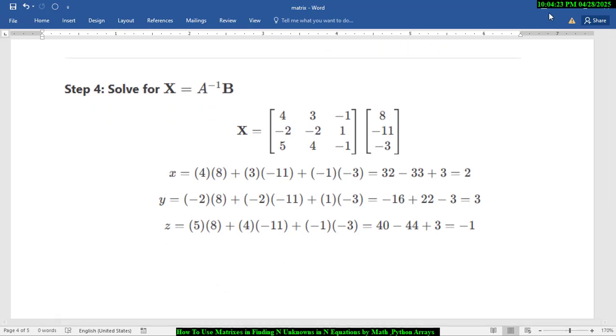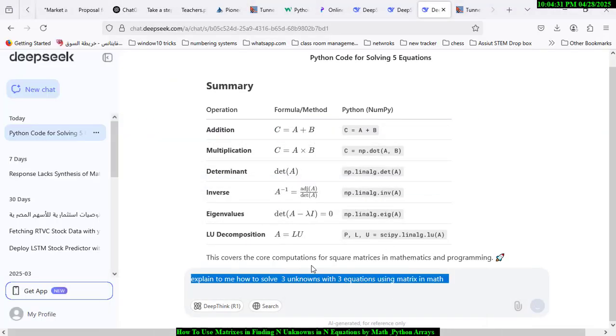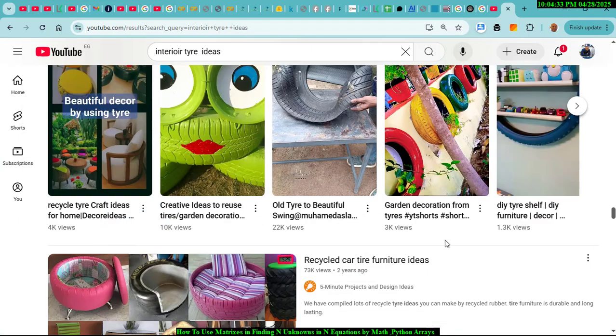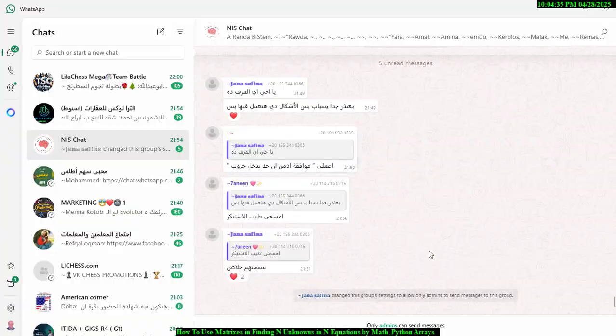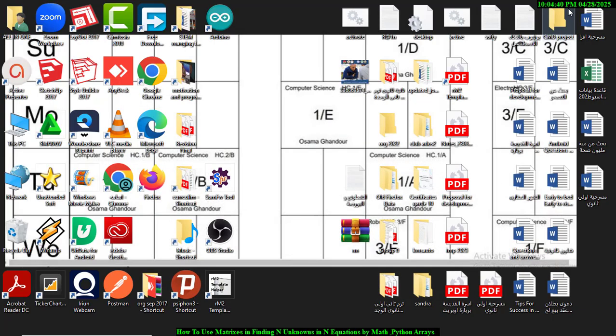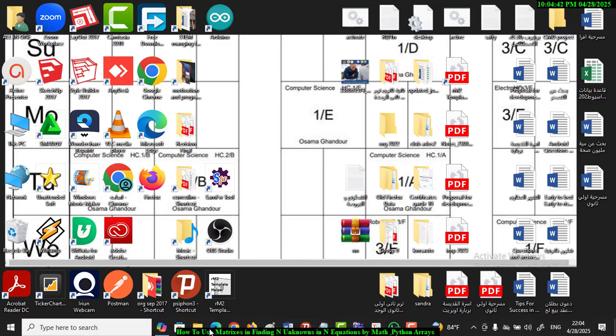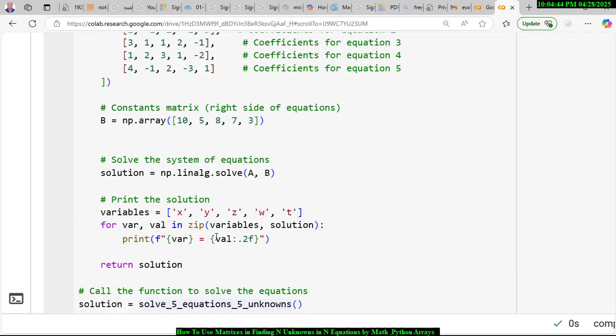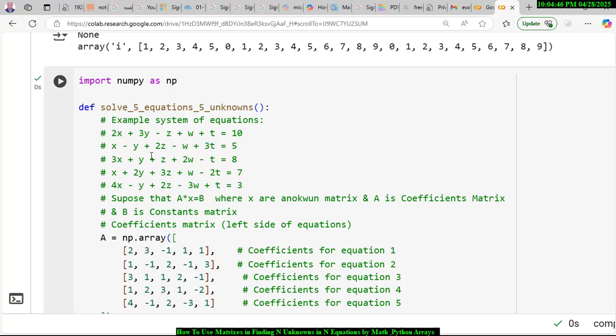So how to do this in programming? It's very easy, very simple to find the unknowns in programming. So let's go to the programming and see how to do it. We go to Colab. This is an example for 5 unknowns. I created a function which solves 5 equations with 5 unknowns.